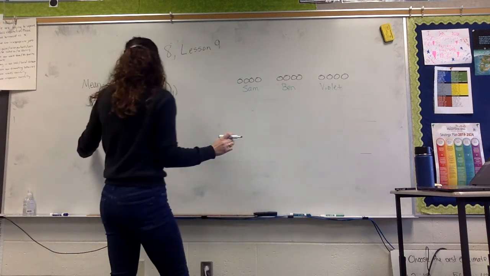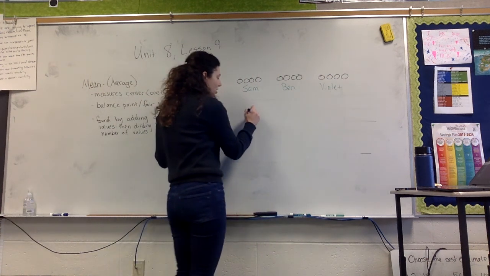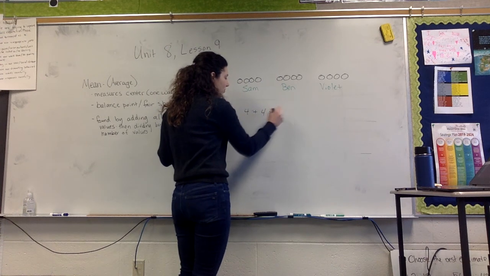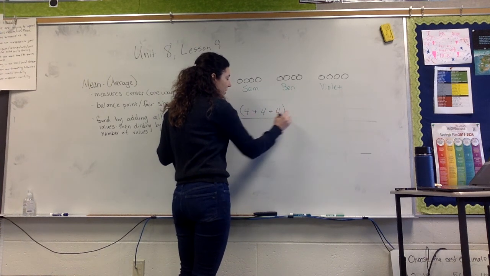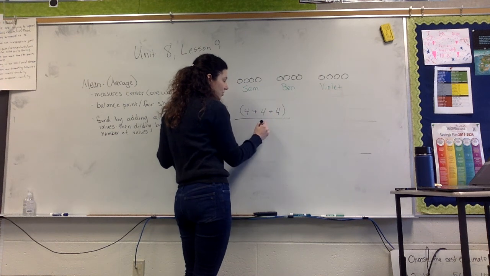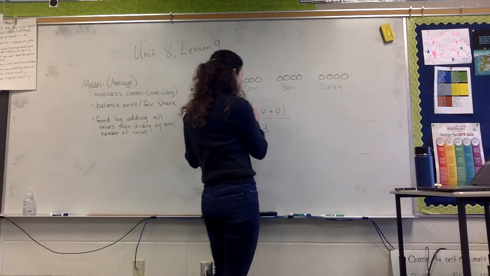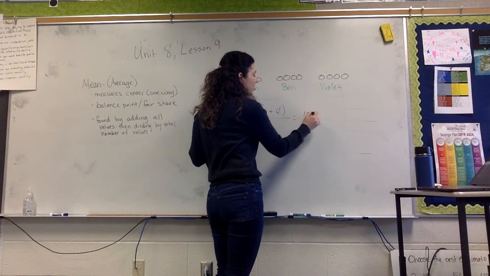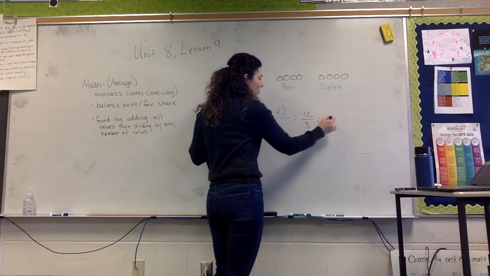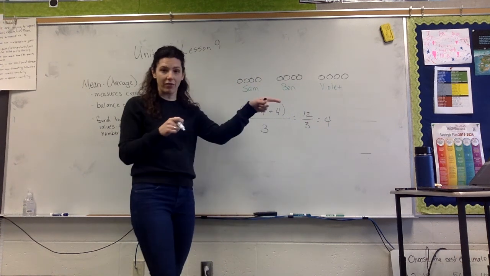So I take all 3 values, 4 plus 4 plus 4, and then I divide it by the number of values I did. That was 3 numbers I added up, so I divide it by 3. Right? So 4 plus 4 plus 4 is 12. 12 divided by 3 is 4. That might make sense because they all got 4 cookies.